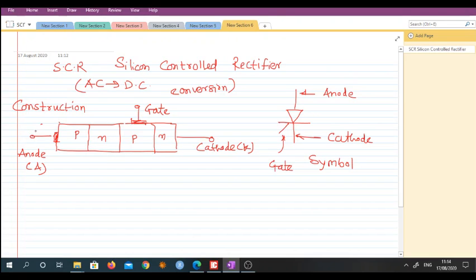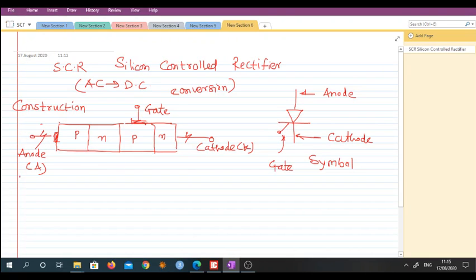It has three terminals. You can observe this P layer is the anode, this is the cathode, which is the N terminal, and this is the gate. Note that this gate is near the cathode. Many students make the mistake of showing the gate on the anode side. This is a wrong representation. You should always represent the gate at the cathode side.